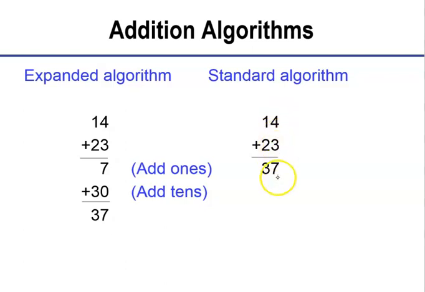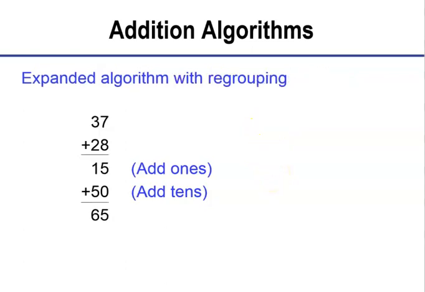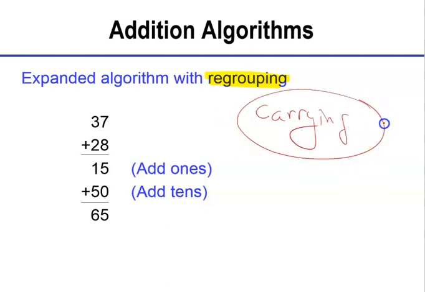4 plus 3 is 7. Then you add the 10s place. 1 plus 2 is 3. But now sometimes with the expanded algorithm, or even the standard algorithm, you have to regroup. Now the term regrouping really is what in the past you've probably called carrying. It's the same idea as carrying, you're just regrouping.